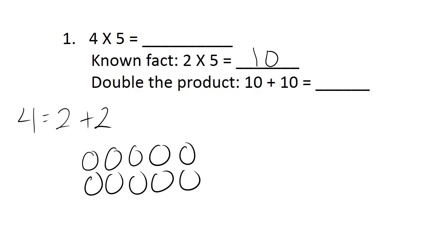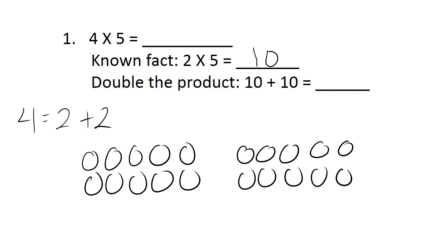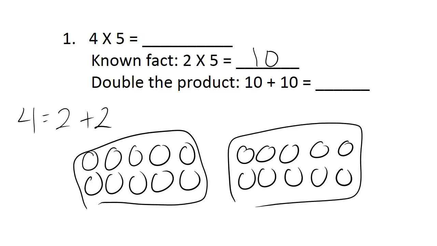Now remember, we broke apart our 4 into 2 plus 2. So that means we need to do 2 times 5 twice to make it 2 plus 2 times 5. So I'm going to draw a second model. Okay, so now here are both of my models. So I know that just one of these is 2 times 5, and another one is another 2 times 5. Now, I already said that 2 times 5 was 10, but if we didn't know that, we could have drawn the 2 by 5 array and then counted 1, 2, 3, 4, 5, 6, 7, 8, 9, 10.